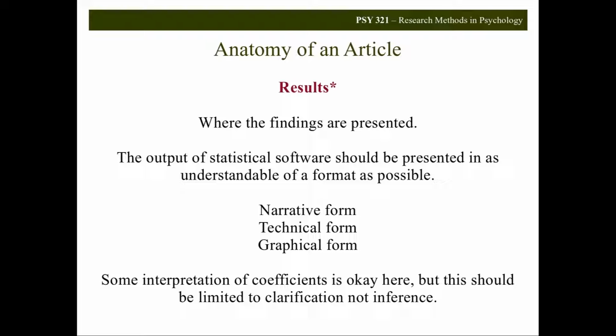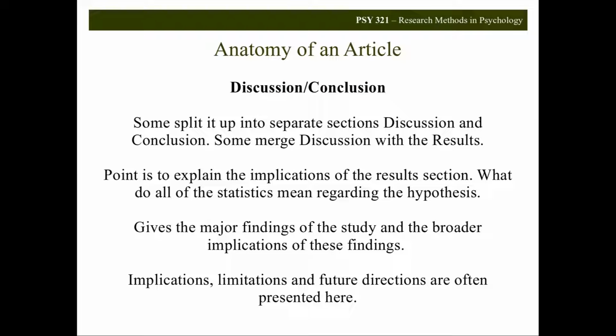After the methods, or the early parts of the methods, come the results. This is where findings are presented. All the stats software that you run on your data, the report of coefficients and p-values and confidence intervals and effect sizes, all that sort of stuff is going to go in the results. Some interpretation of coefficients is okay here, but this should really be limited to clarification, not inference. And that's because the inference usually comes in the discussion and conclusion.